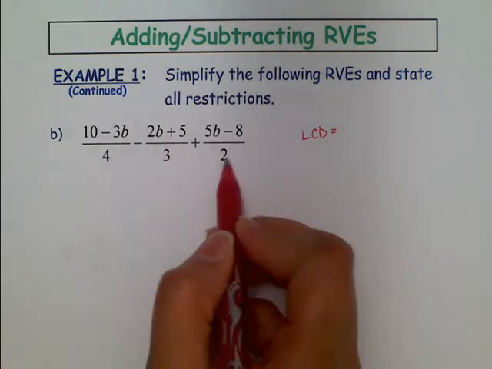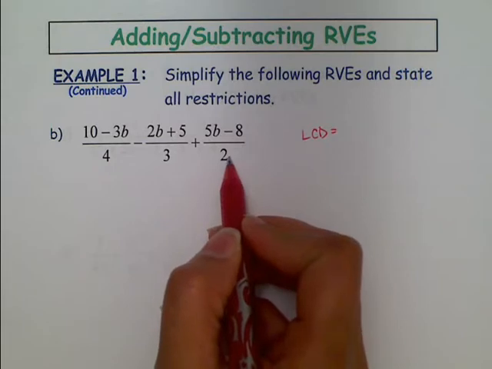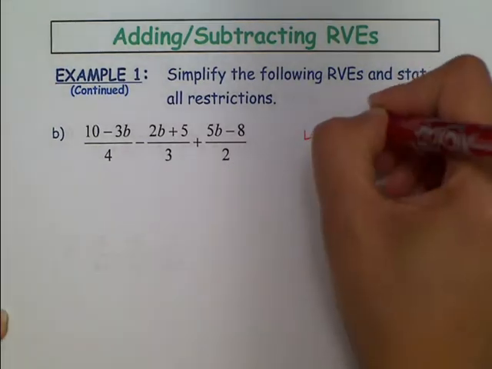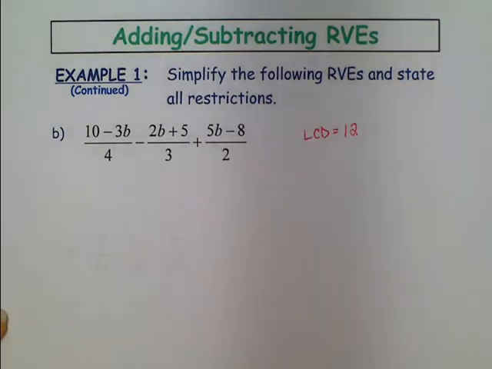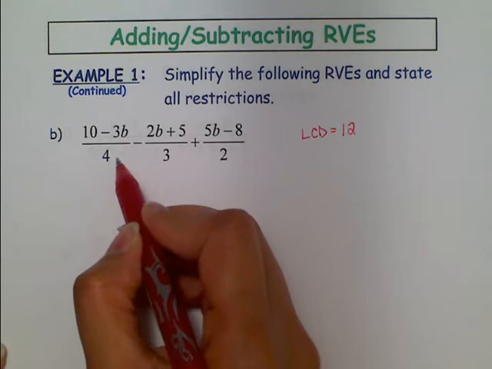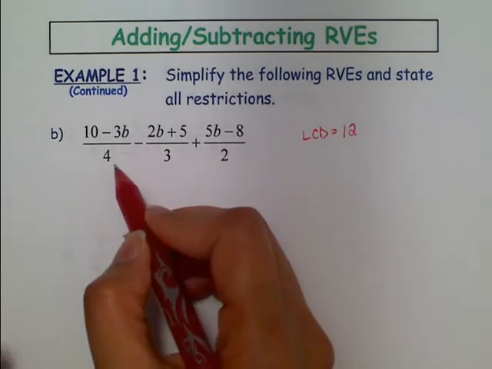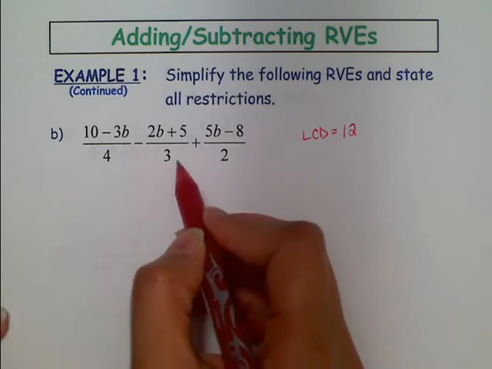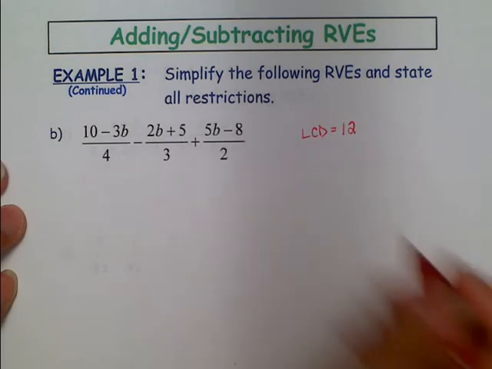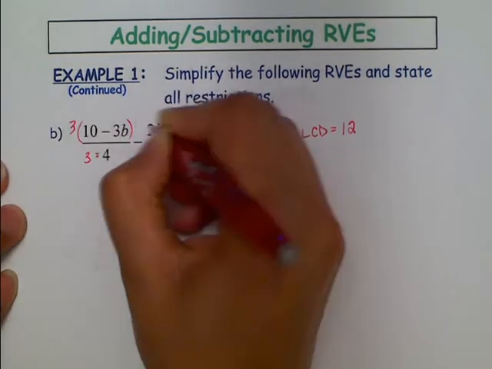The lowest common denominator between 4, 3, and 2 would be any number that can be divided by 4, 3, and 2 easily. And so in this case, the lowest common denominator is 12. What that means is I need to multiply the numerator and denominator of the first RVE by 3 to make a denominator of 12, by 4 to make a denominator of 12, and then by 6 to make a denominator of 12. So the first RVE needs to be multiplied by 3.